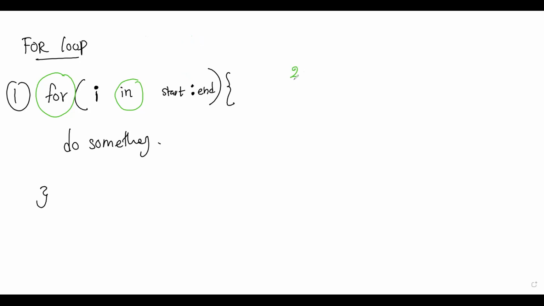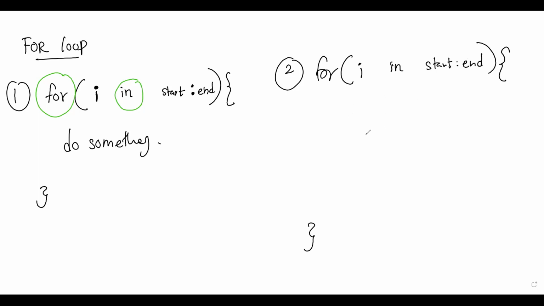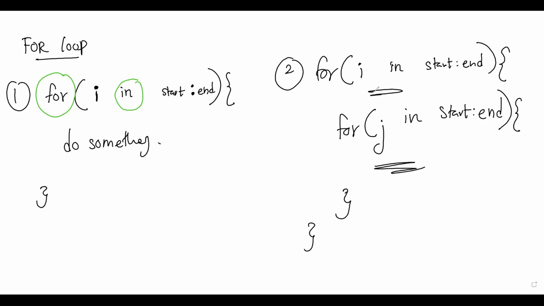And you also can have a nested for loop. So within a for loop, you can have another one, right? For i in start value to end value, you can have things here, and within that you can have another j in start value. It can be a different starting value. It should be. So you do something here, you can do something here, even you can do something here, doesn't matter.